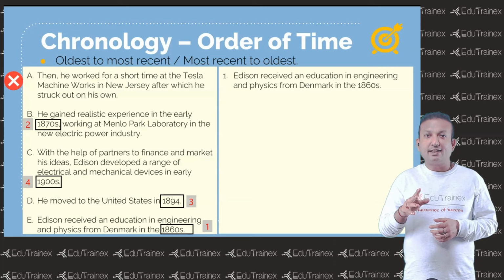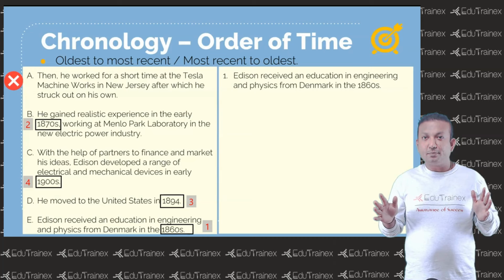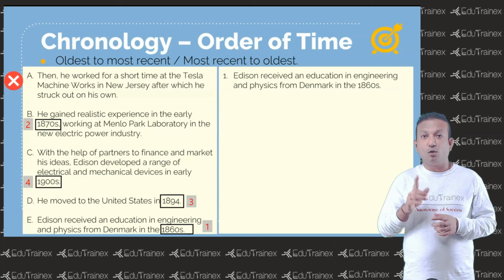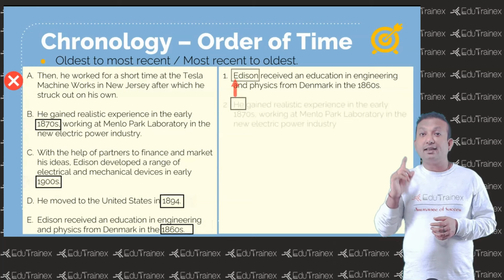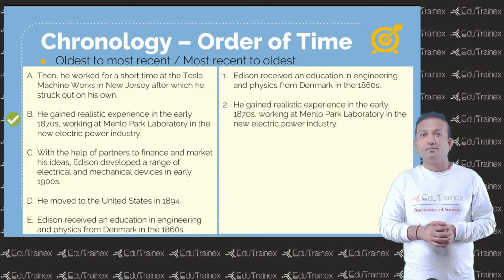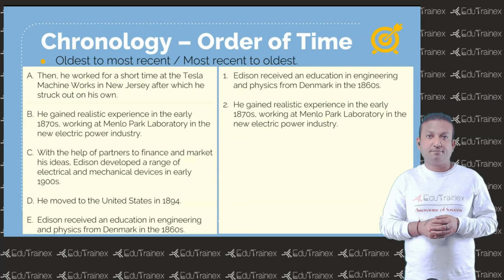The first sentence said 1860s and this one says 1870s. And no other dates mentioned in the passage has dates that comes before 1870. Also, it uses a pronoun in the beginning that points to Edison in the first sentence. So B will be our second sentence. Option D can't be our second sentence because it has a later date of 1894.